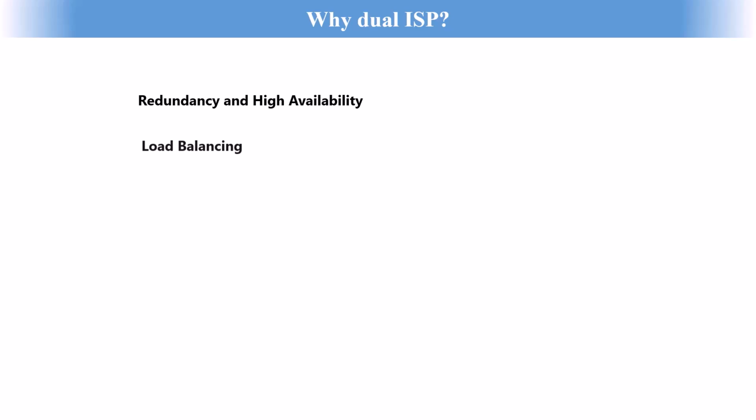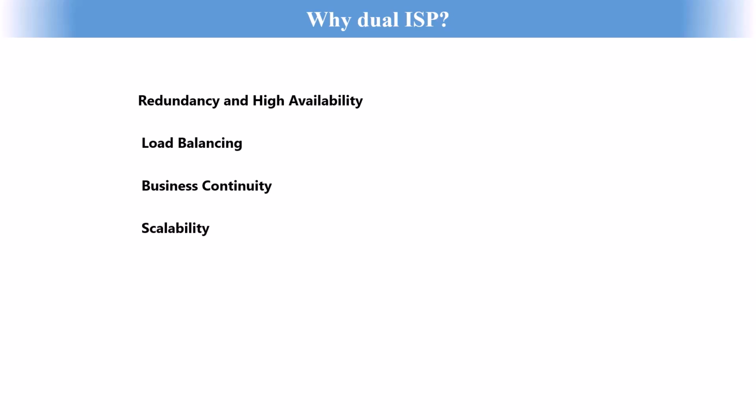Load balancing. The FortiGate Firewall can distribute traffic between the two ISPs, optimizing network performance and preventing overutilization of a single connection. This helps in improving network efficiency and reducing congestion. Business continuity. Dual ISP configurations are essential for businesses that rely on the internet for critical operations. Even if one ISP fails, the other one can maintain operations, reducing downtime.